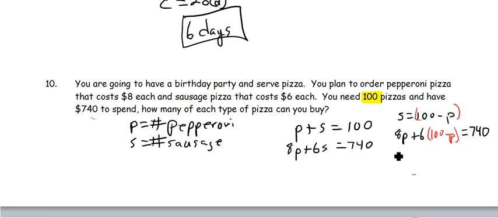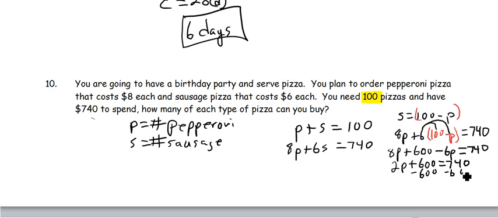740. So that gives me 8P plus 600, that's 6 times 100, minus 6P equals 740. Combine my P's, I have 2P plus 600 equals 740. Subtract my 600. You see lots of steps here. Lots of steps. 2P equals 140. Divide by 2, divide by 2. P equals 70. So, I have 70 pepperonis.